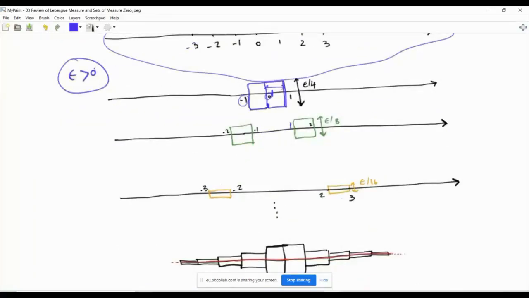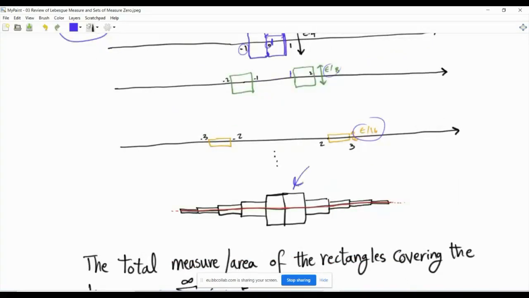Now, from 2 to 3 and from -2 to -3, we will cover with those orange rectangles. The width is 1 unit of length. The height, I will take epsilon and halve it, this length here, and I will divide by 2 to have a height of epsilon over 16, and so on and so forth. So this is the cover. We can take the straight line here, in red, and we can cover it with basically those boxes, which in 2 dimensions are rectangles.